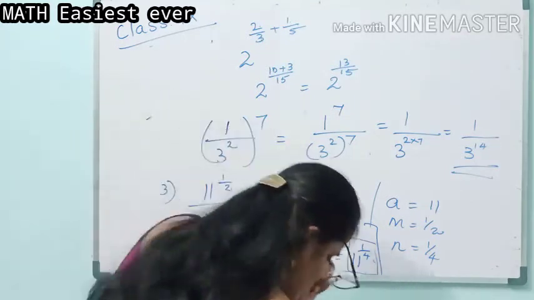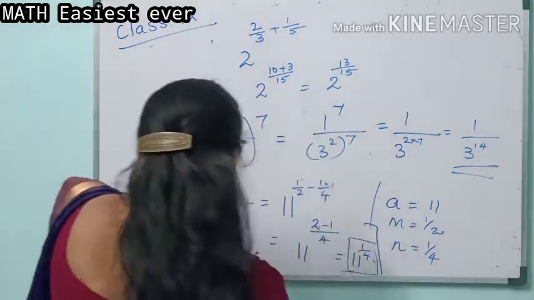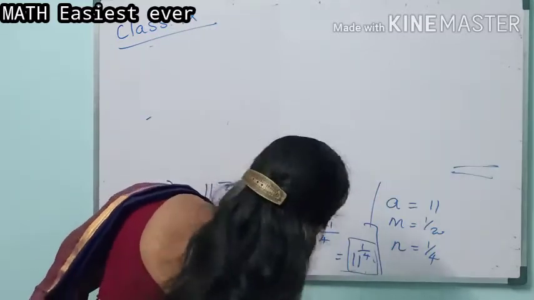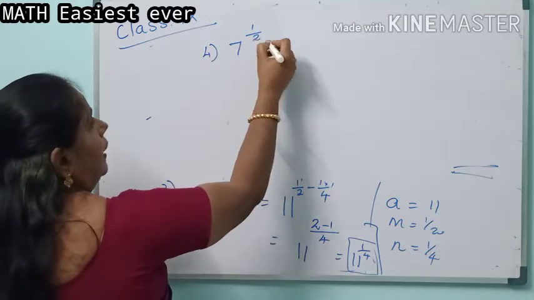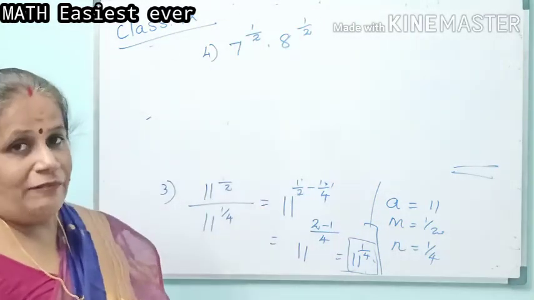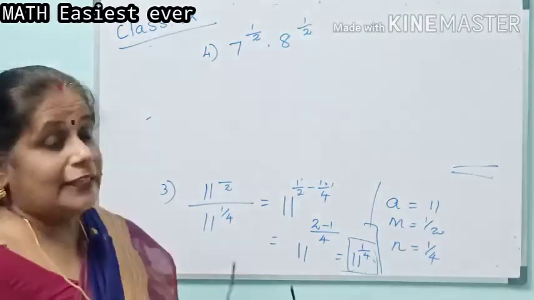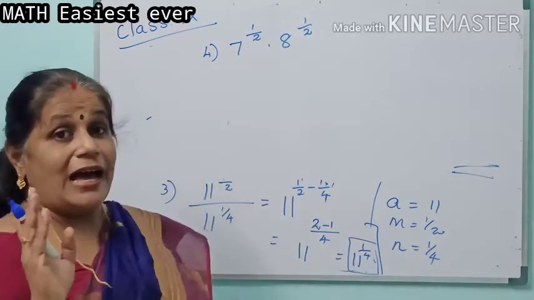Okay, we'll go for the last question. 7 raised to 1 by 2 into 8 raised to 1 by 2. So given the question as 7 raised to 1 by 2 into 8 raised to 1 by 2, you just check which identity it is. This is of which law? This is of the last law.